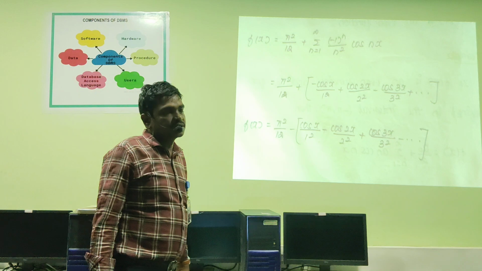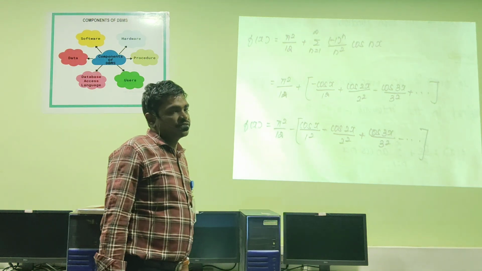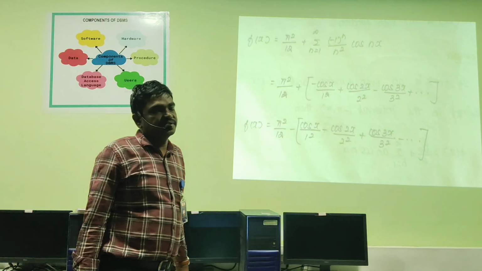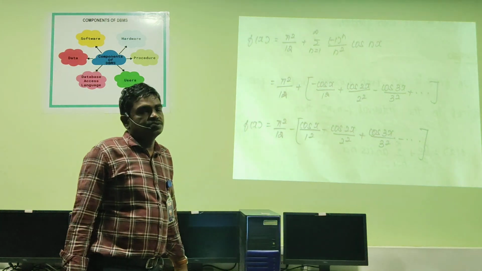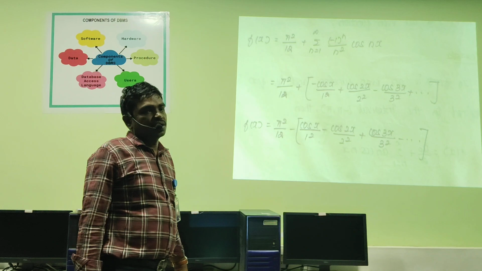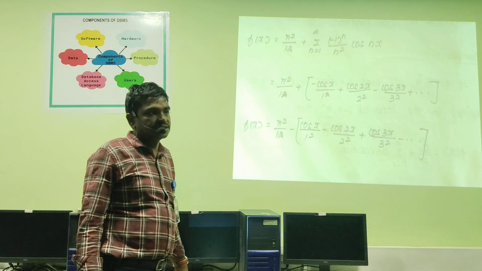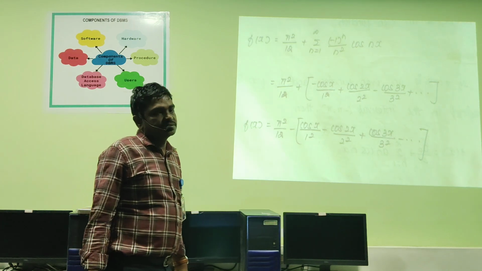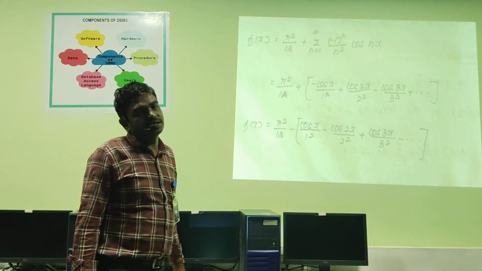You know already what is even function? The function f of x is even if f of minus x equal to f of x. For example, f of x equal to x square, cos x, modulus x, these functions are all even functions. In a similar case, we can next speak about the odd function.